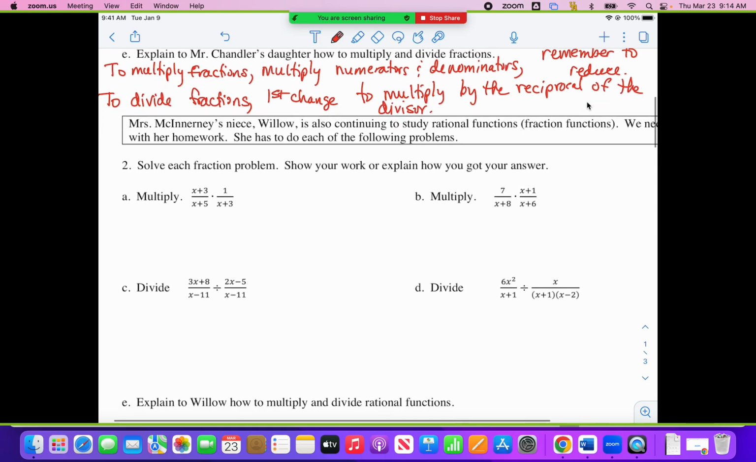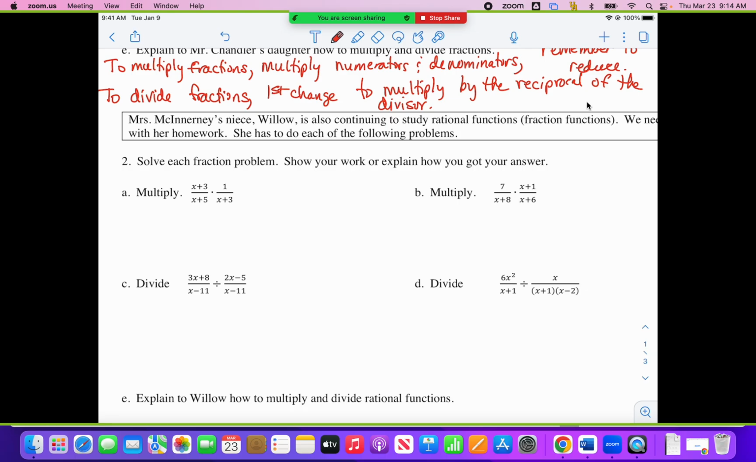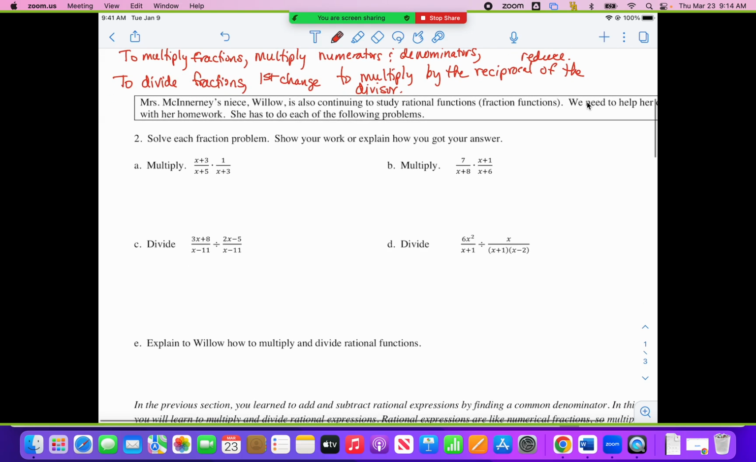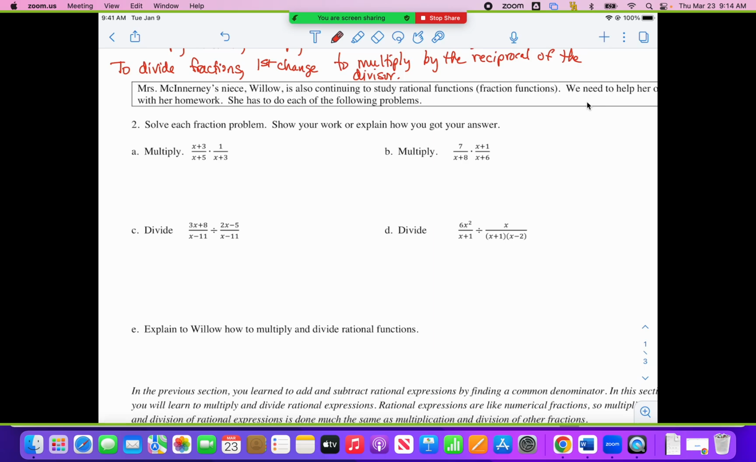All right, Mrs. McInerney's niece Willow is continuing to study rational functions. We need to help her with her homework. All right, so I'm going to pause a moment. I'm going to give you maybe 2-3 minutes, and you can look up above to see how similar the problems are. And let's see if you can multiply and divide with the rationals.